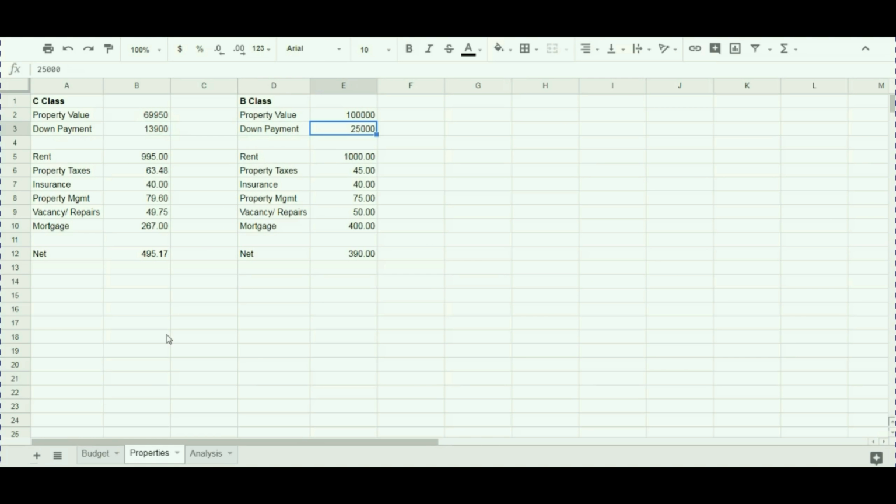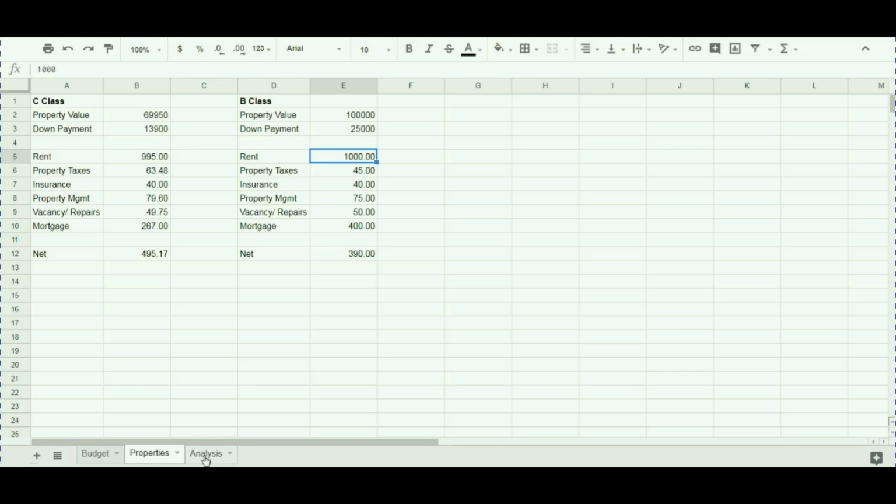Anyway, over to B class. The ones I'm looking at in B class are around $100,000, about a $25,000 down payment, rent for about the 1% rule, which is around $1,000, and they net with a mortgage in there of $390.